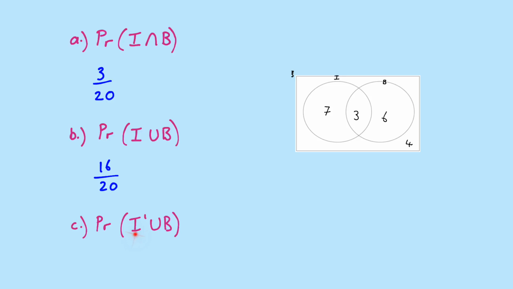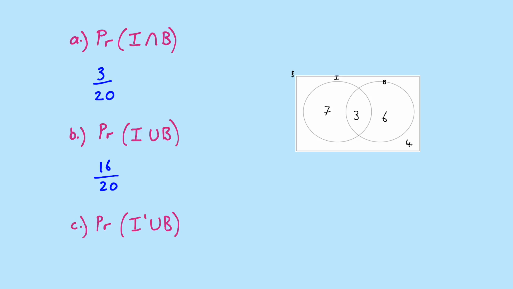Now the last one is the probability of the complement of I, that means those that are not in I, and the union of B. Now these ones are sometimes a bit tricky, so be careful. If we look at the diagram, we have these 10 people who are ice skating, so we don't want those 10 people ice skating. However, 3 of them are biking, so they'll be included in the B part of it. So it's only these 7 that are excluded.